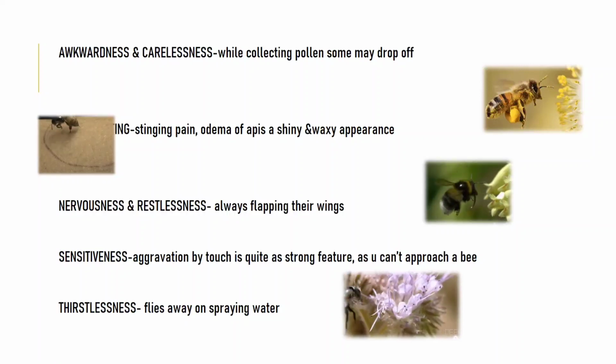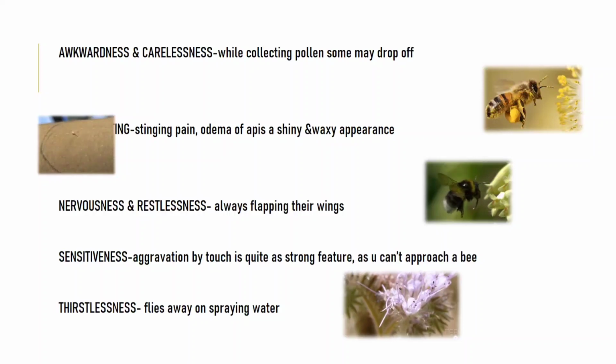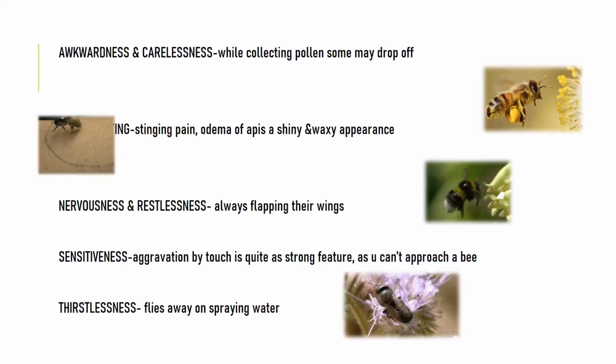Nervousness and restlessness: you must have seen the bees flapping their wings very frequently, so that denotes nervousness and restlessness. Then the sensitiveness: you can barely touch the bee, you can very rarely touch it. It is very sensitive to touch and pressure.